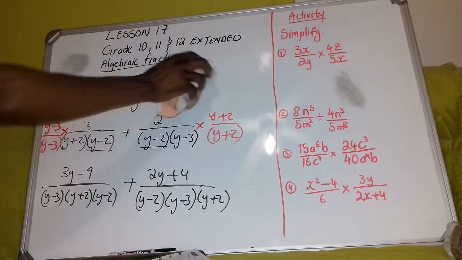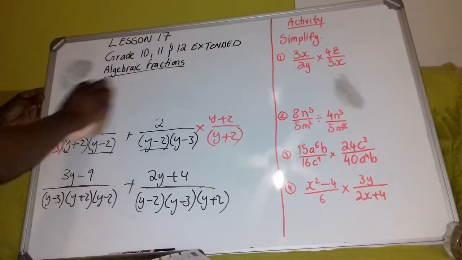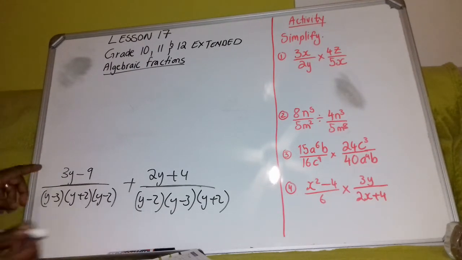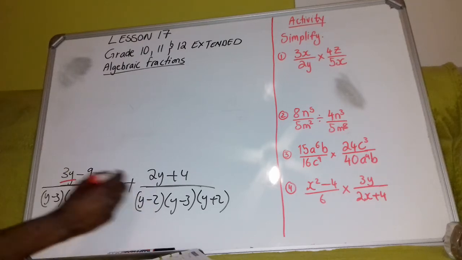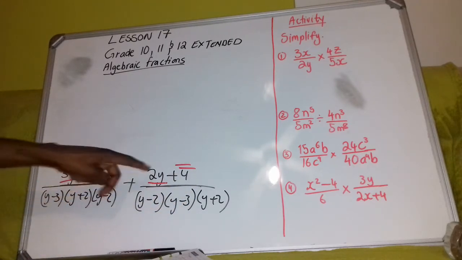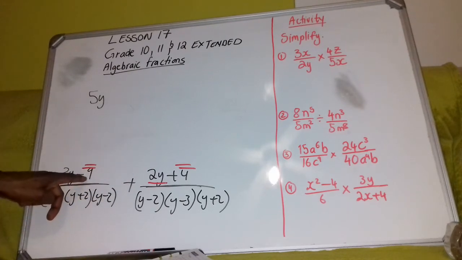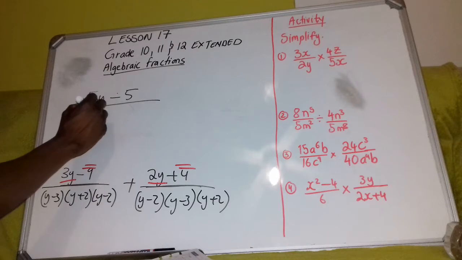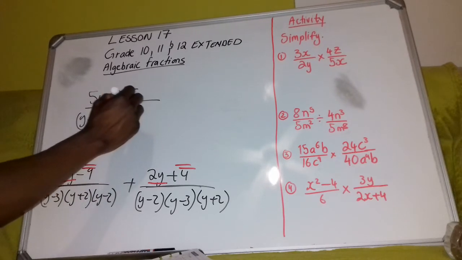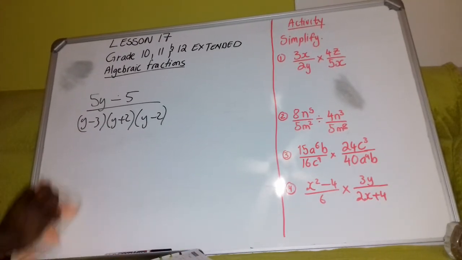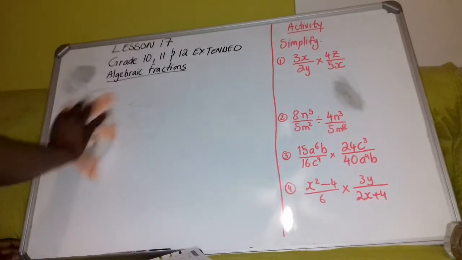So if you can allow me to wipe this all off, since now my denominators are the same, I just need to look at the like terms. So this is a like term to that, and this one is a like term to that. Okay, so that will simplify to 3y plus 2y will give me 5y, negative 9 plus 4 will give me minus 5, and then everything over y minus 3, y plus 2, and y minus 2. So that is the final answer. Okay, all right, so now let us move over to multiplication and division.